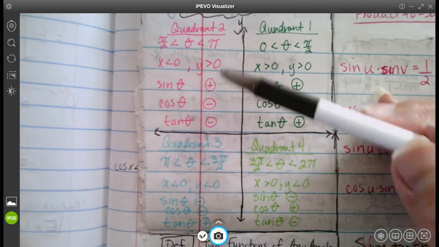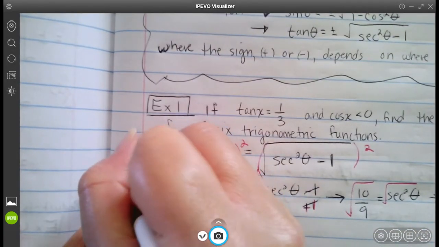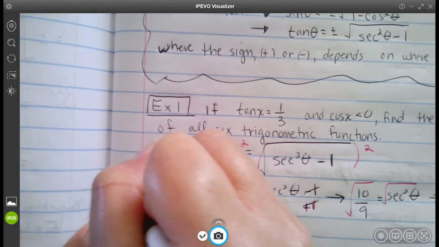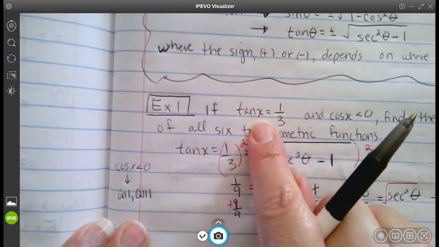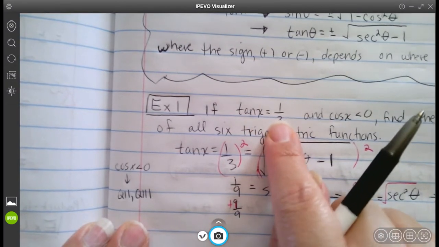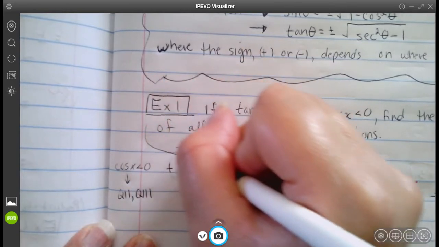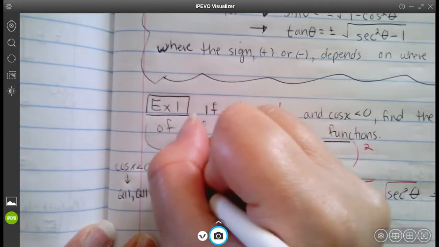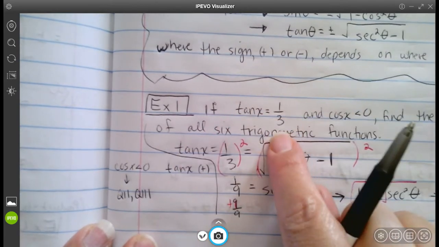X is negative over here, so quadrants 2 and 3. So for cosine less than 0, we have quadrant 2 or quadrant 3, okay? For this one, tangent x equals 1/3, that means tangent is positive. So we also have to analyze, this is like a side note here, where tangent of x is positive, because 1/3 is positive.